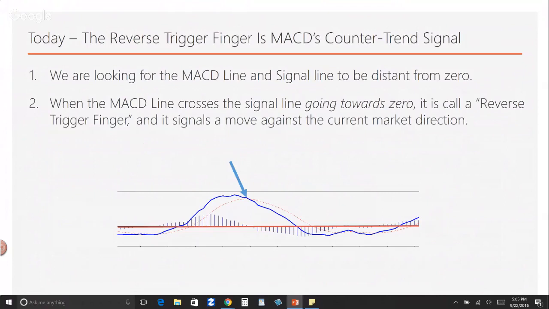And so we'll get right into the lesson and break it down a little further. By the time we get through seven sessions, you're going to be an expert on how to use the MACD in ways that you never knew before. I hope I can share some new ideas with you here. So we're looking at the MACD line here, and we're looking for the MACD line and the signal line to be distant from the zero level.